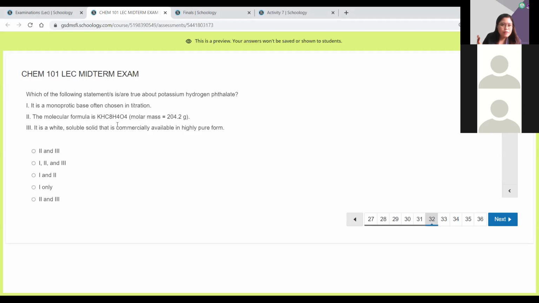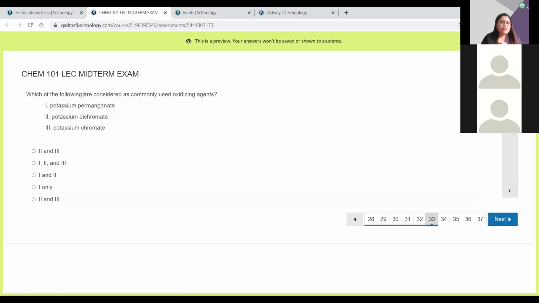The molecular formula is KCH8H4O4 with a molar mass of 204.2. That is correct. This one is the correct chemical formula of the KHP. It is a white soluble solid that is commercially available in highly pure form. That one is also correct. So the answer here is 2 and 3.